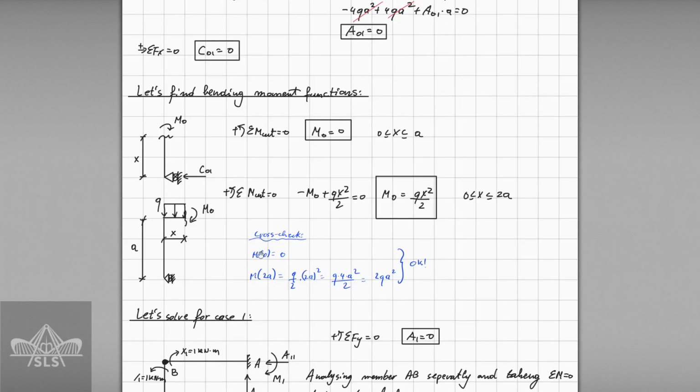As a cross check, we can take the bending moment at 0, which is going to be here, and it's obviously 0, as we already induced an internal hinge at this point. We can try the bending moment at distance 2a, and if we substitute that there, we get that the bending moment at distance 2a is going to be 2qa squared.